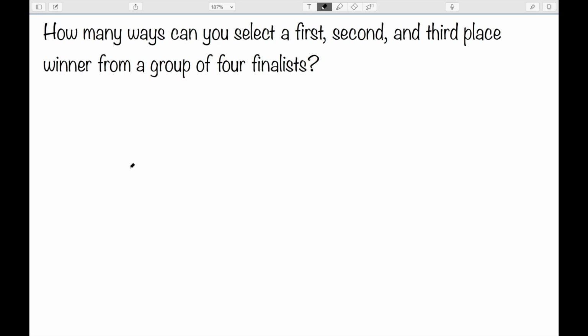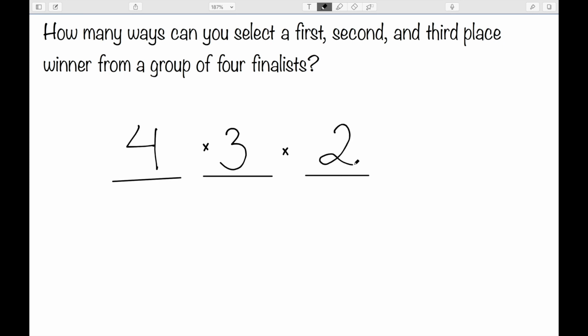Let's do one last example. How many ways can you select a first, a second, and a third place winner from a group of 4 finalists? So we have 4 people that could win first. We've already accounted for one of the people. We're down to 3 people that could win second. And now I've removed 2 of the people, so there are only 2 people that could win third. So we have a total of 24 different ways we can assign first, second, and third place to a group of 4.